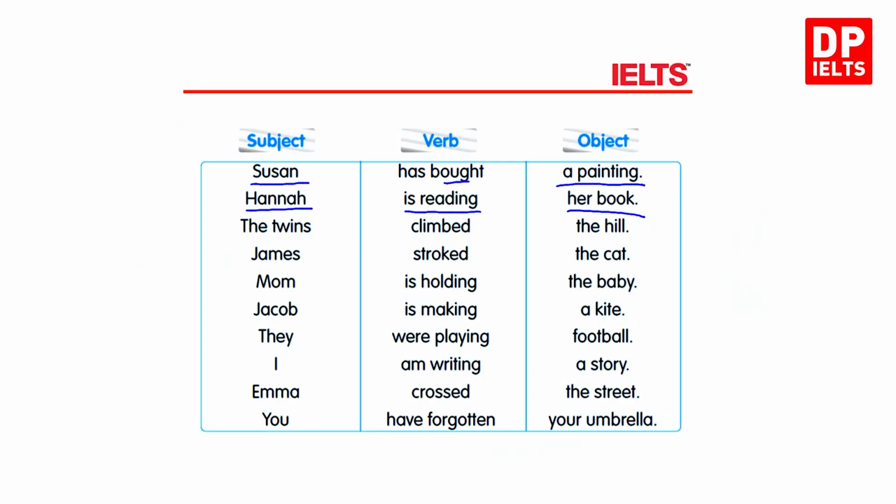Susan has bought a painting. யார் வாங்கியிருக்கிறா பெயிண்டிங்? சூசன். என்ன வாங்கியிருக்கிறாங்க? பெயிண்டிங். ஸோ அதுதான் ஆப்ஜெக்ட். வாங்கியிருக்கிறாங்க. ஸோ verb bought. Hannah is reading her book. Who is reading? யார் வாசிக்கிறா? Hannah. சப்ஜெக்ட். எதை வாசிக்கிறாங்க? புக். ஸோ அதுதான் ஆப்ஜெக்ட். ரீடிங் என்பது verb, வினைச்சொல்.